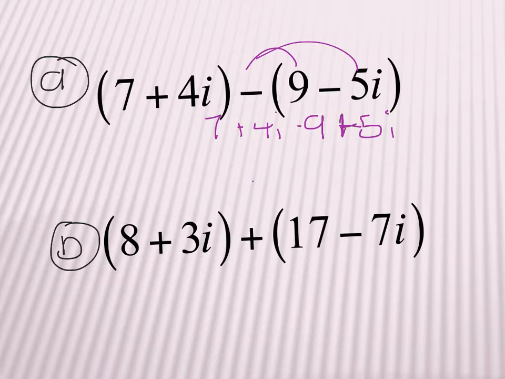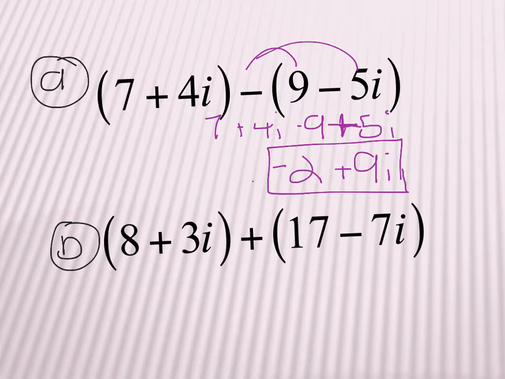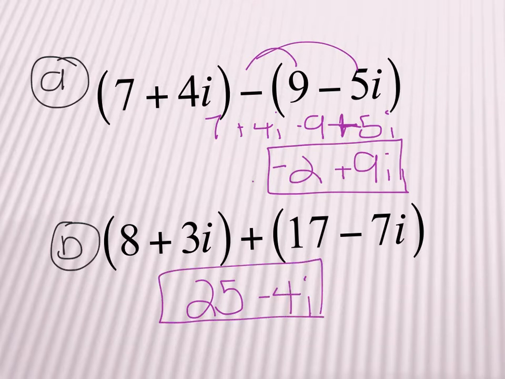And then combine the two real parts, which are 7 and negative 9. I get negative 2. Combine the 4i and the 5i, and I get positive 9i. And then B is just addition, so I don't even have to distribute. Just combine my like terms. So 8 and 17 becomes 25, and then 3i minus 7i becomes negative 4i. Again, standard form puts the i last.